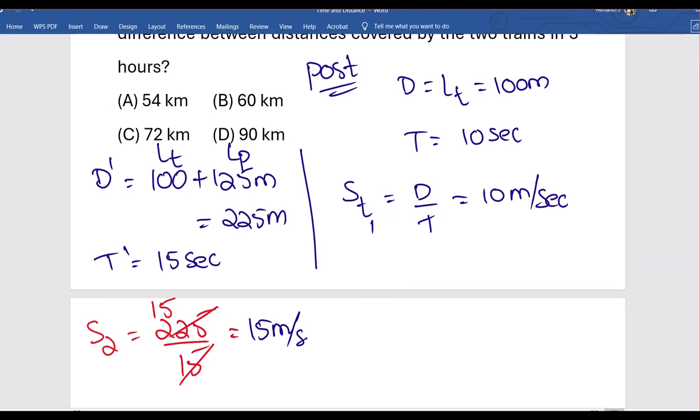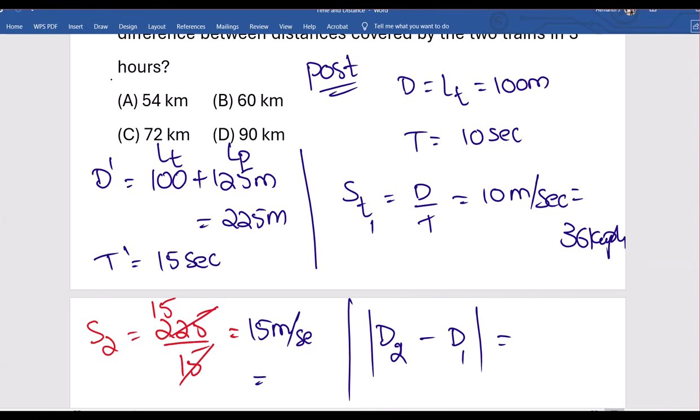Now the question is, in 3 hours, what is the difference between the distance traveled by these two? But timing is in hours, and the distance is also asked in kilometers per hour. So your job is first to convert this into this. This will be 36 kilometer per hour, and this will be 54 kilometer per hour. Have you got that, 36 kilometer per hour, into 18 by 5? Right. Now the difference between the speeds is 18. In 3 hours, 18 into 3 is 54 kilometers. That is the answer.